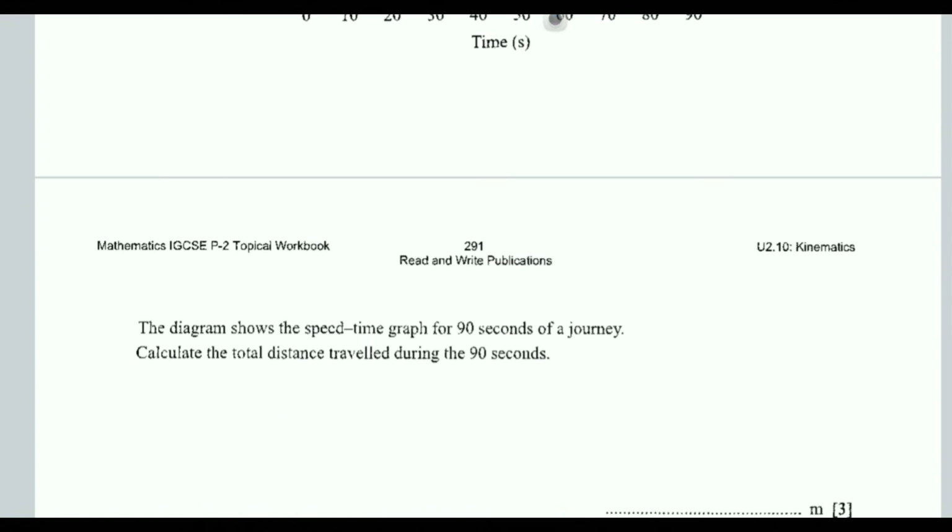The diagram shows the speed time graph for 90 seconds of a journey. Calculate the total distance traveled during the 90 seconds. So what we have to do here: the diagram shows the speed time graph of 90 seconds for a journey. Calculate the total distance traveled during the 90 seconds.